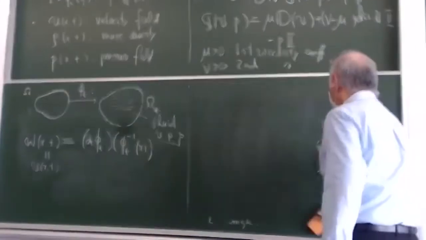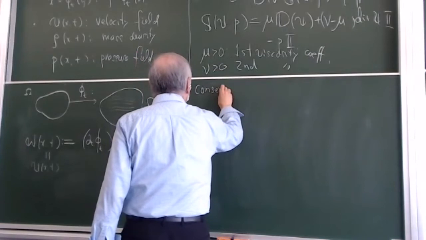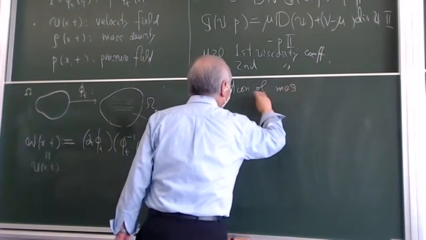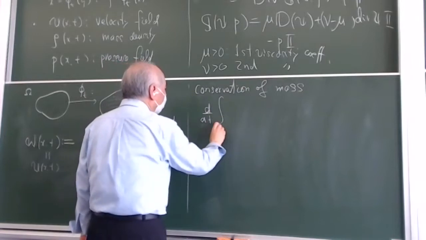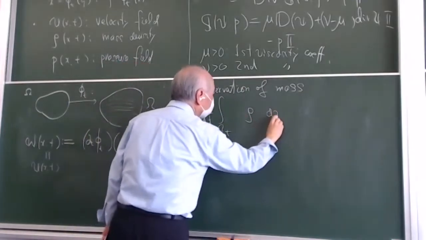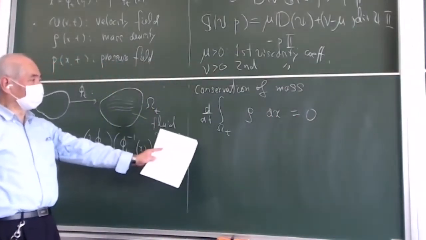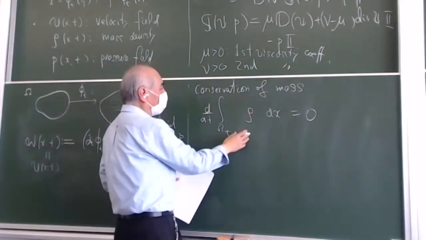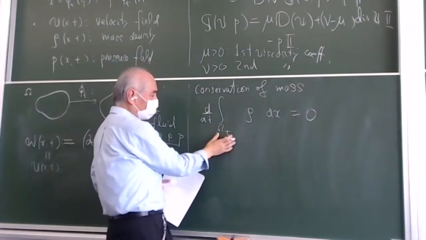Then, again, the conservation of mass. First, we consider the conservation of mass. This is d/dt of the integral over omega t of rho dx, equal to 0. This is the definition of the conservation of mass. So this integration is the total mass of this fluid occupied by omega sub t.